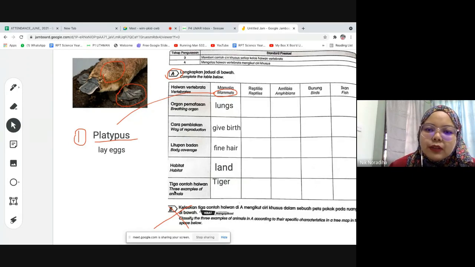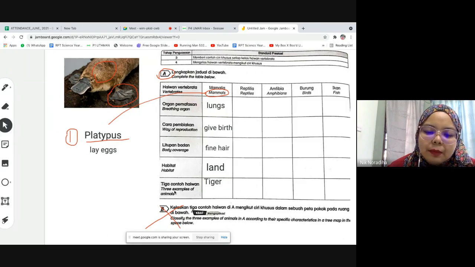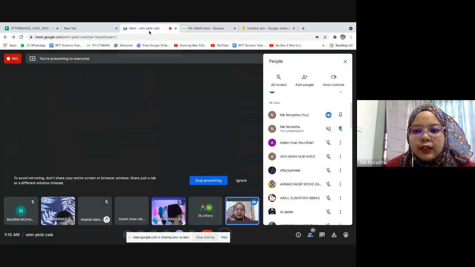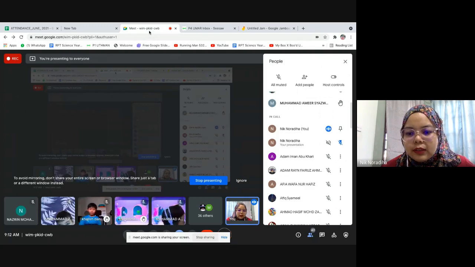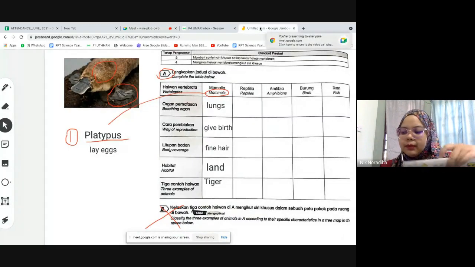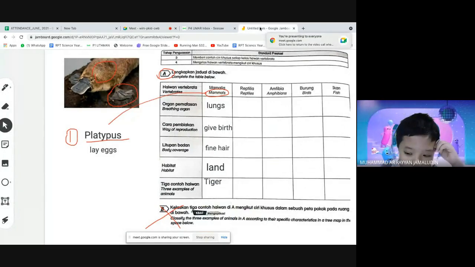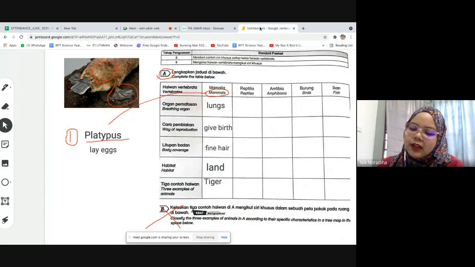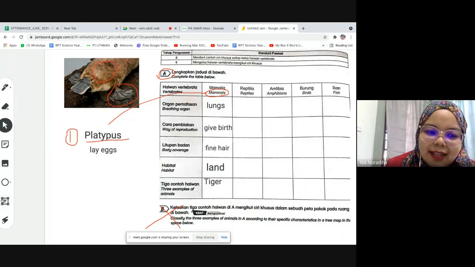The question one, you have to give three. Amal, another animal that lives on land? Another example of mammals, Amal? If teacher calls your name two times, three times, and you didn't answer, teacher will move to someone else right away, okay? Arayan, another example for mammals? Lion. Okay, lion, good job.